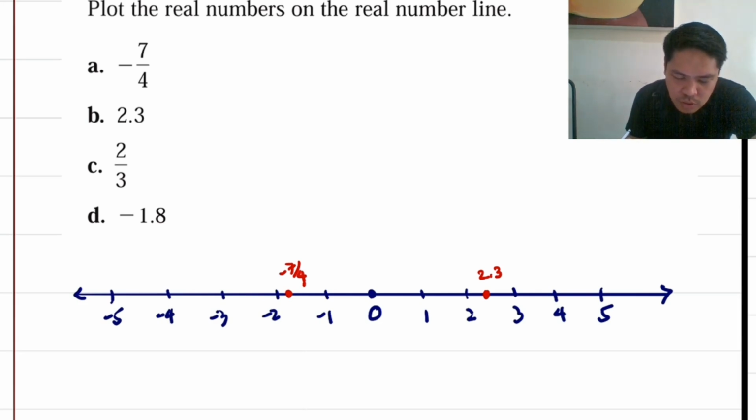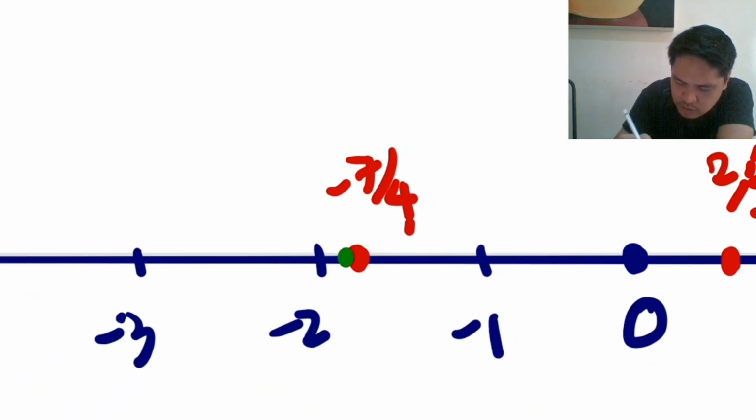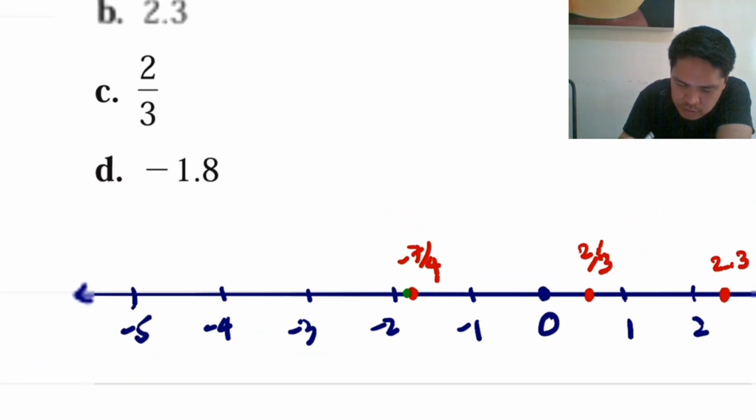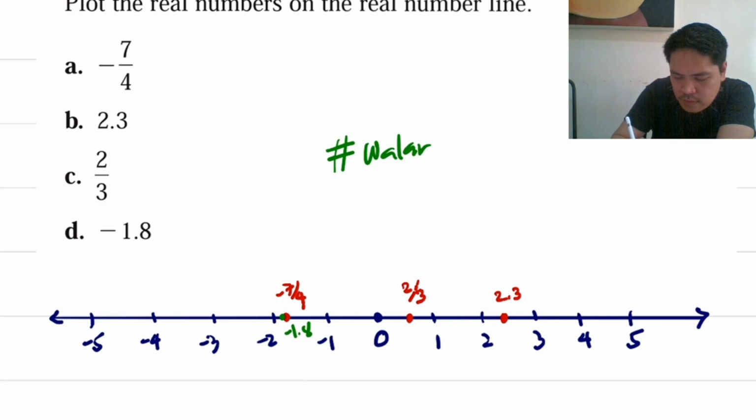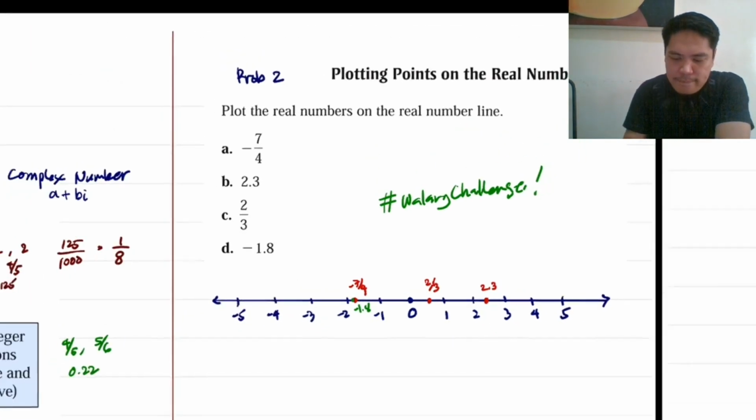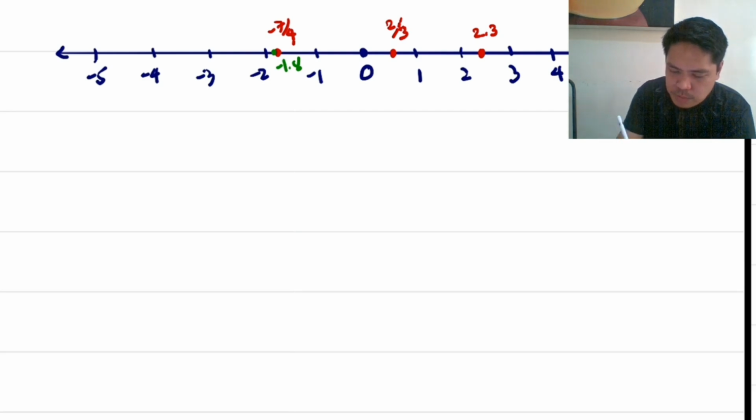How about 2/3? That's 0.67, so it's still positive. If this is 0.5, then 0.6 or 0.7 is right there, so 2/3 is around there. How about negative 1.8? That is close to negative 7/4, actually almost the same spot. Let's change color. So that is negative 1.8. Again, no challenge. Okay, let's try another one. Let's proceed to the next topic.